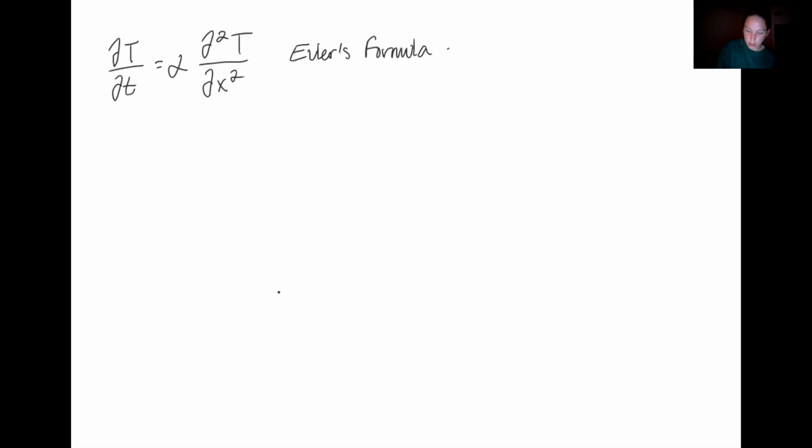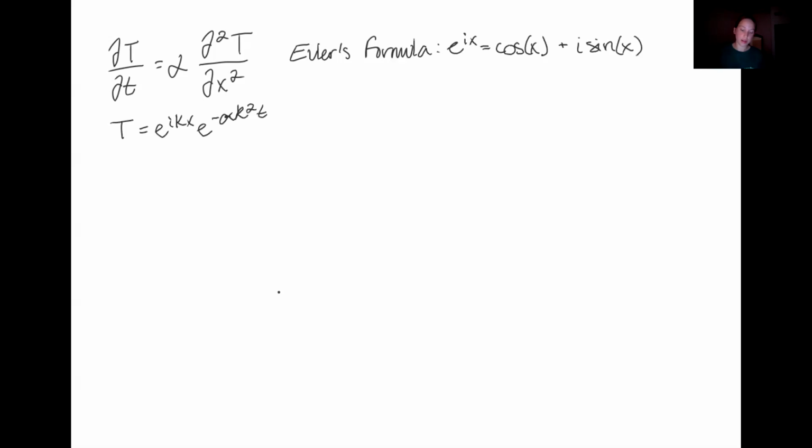which is e to the i x is equal to cosine of x plus i times the sine of x. And i is just an imaginary number. So we stated that a solution to this partial differential equation is T equal to e to the i k x times e raised to the power of the negative thermal diffusivity times k squared t. And again, i is just an imaginary number and k is an arbitrary integer. So it doesn't really mean much.